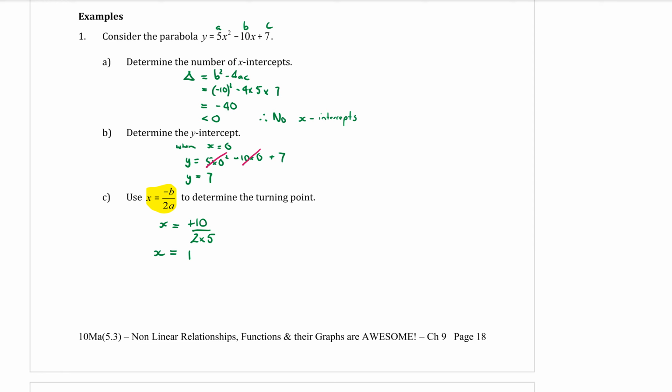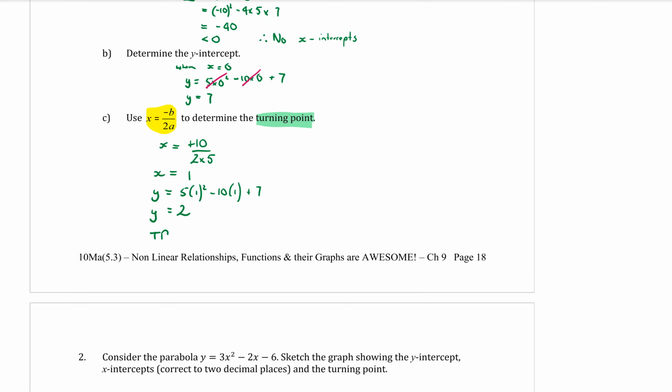x is going to be equal to 1. Now that's just the x value, but the question actually wanted me to find the turning point. So that means I need the y value as well. We have to now substitute the x value into the original equation to find y. So that is y equals 5 times 1 squared minus 10 times 1 plus 7. When you calculate that, you get y equals 2. So my turning point, or TP for short, is x equals 1, y equals 2.